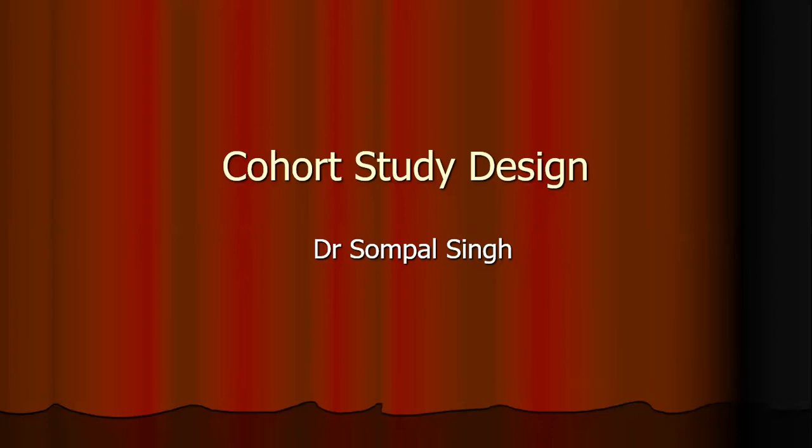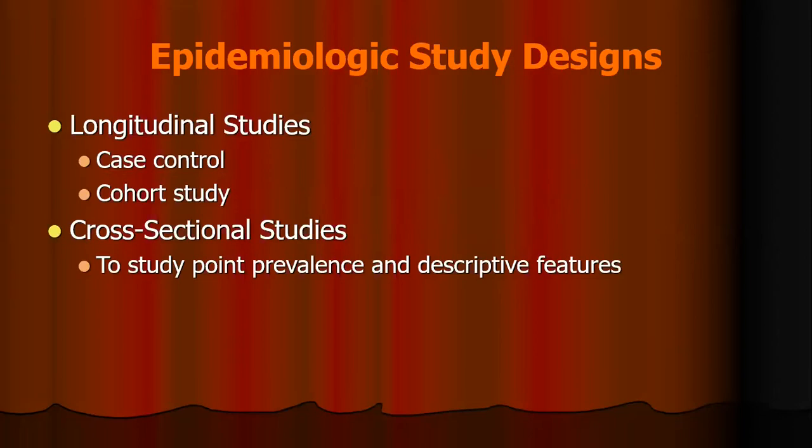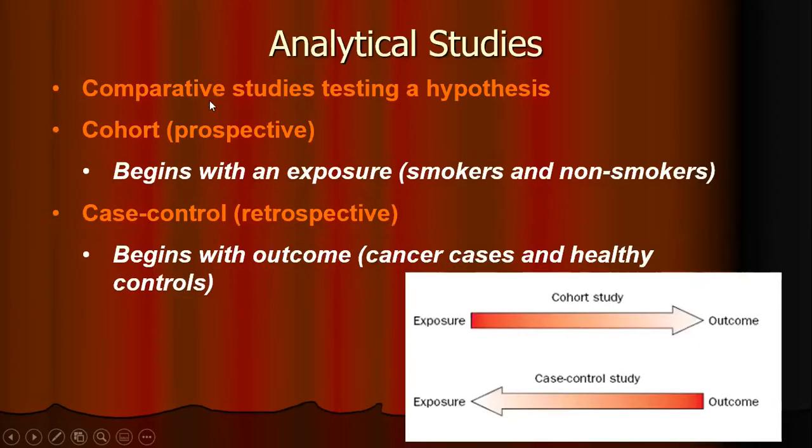Today I'll talk about cohort study design. Epidemiological study designs can be longitudinal studies or cross-section studies. Cross-section studies are used to study point prevalence and descriptive features. Longitudinal studies include case control study and cohort study. So, epidemiological studies are analytical studies, which are comparative studies for testing a hypothesis.